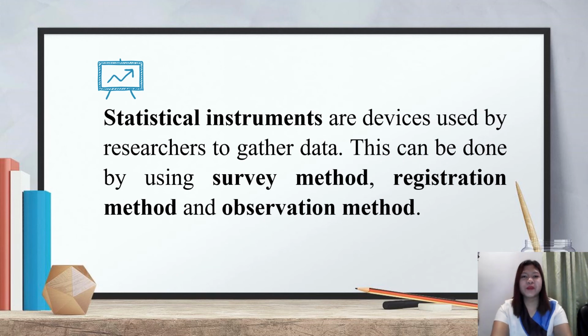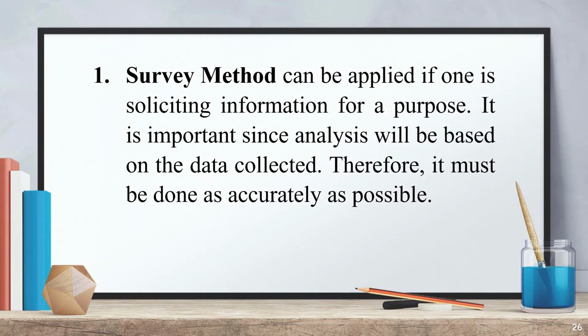Statistical instruments are devices used by researchers to gather data. This can be done by using survey method, registration method, and observation method. Survey method can be applied if one is soliciting information for a purpose. It is important since analysis will be based on the data collected. Therefore, it must be done as accurately as possible.